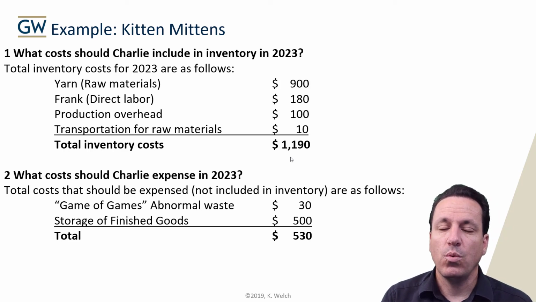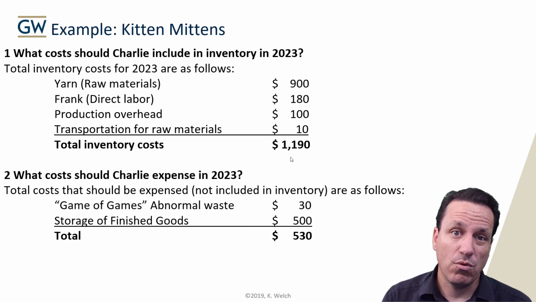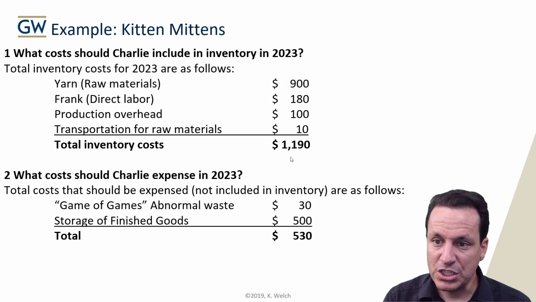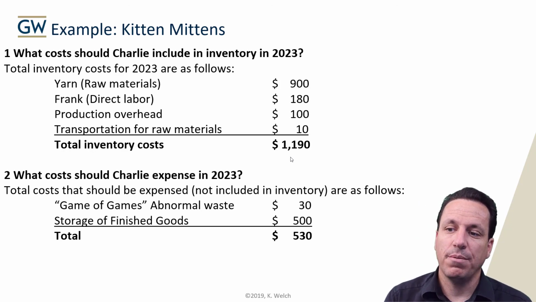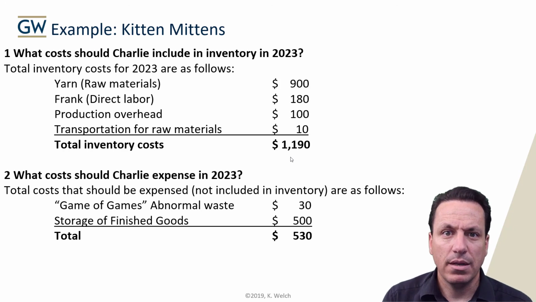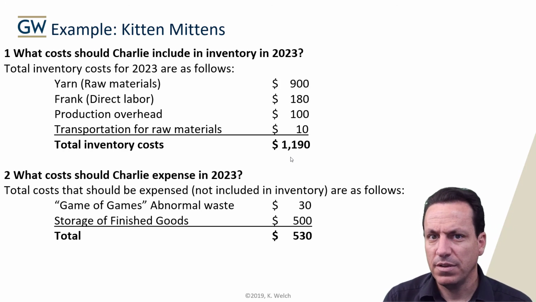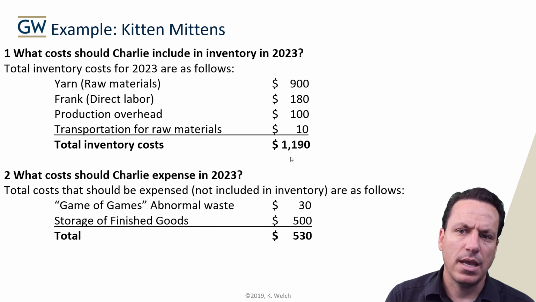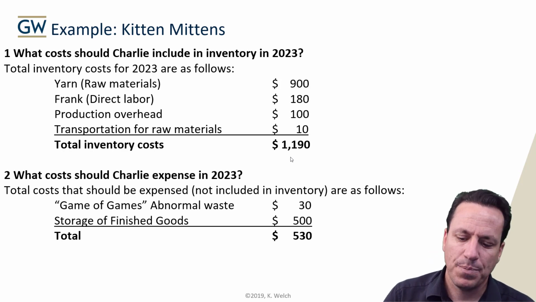Certain costs we would expense and we would show that we don't have a resource anymore. So the abnormal waste from the game of games, we would expense the $30 associated with that. And the storage of the finished goods, we would actually expense that because it wasn't related to the kitten mittens. There's no storage aspect of mittens for cats that is necessary or required.